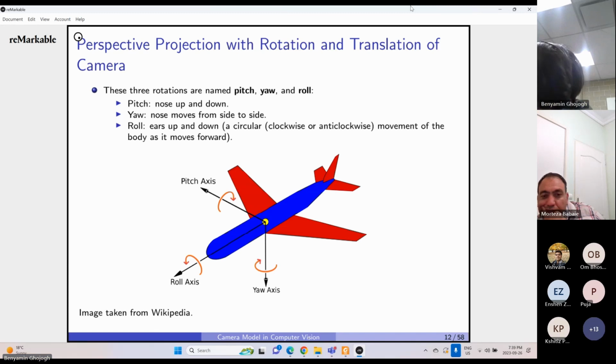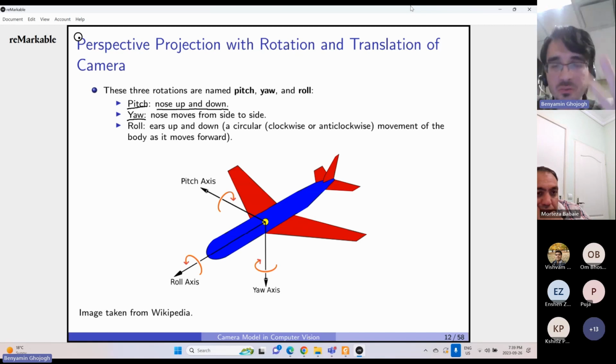So pitch basically means nose up and down. See my face. Hopefully my camera is working. If you can't see my face, let me know. Pitch is, I can rotate my head in three ways. One way is this. This is pitch. So nose up and down.